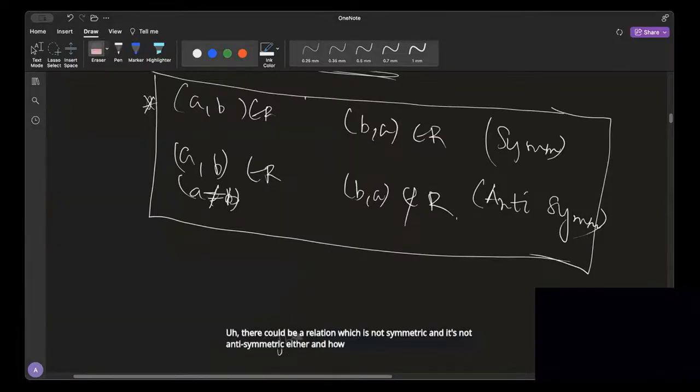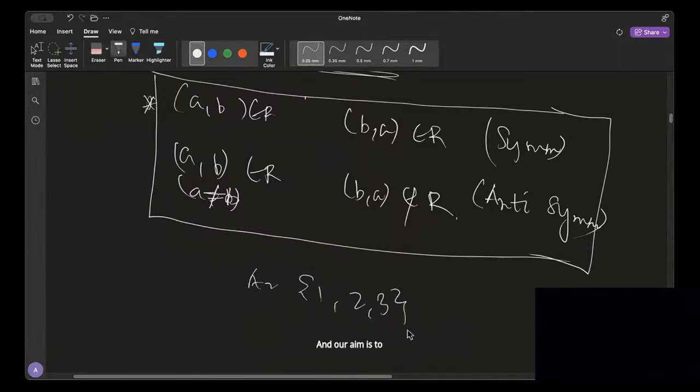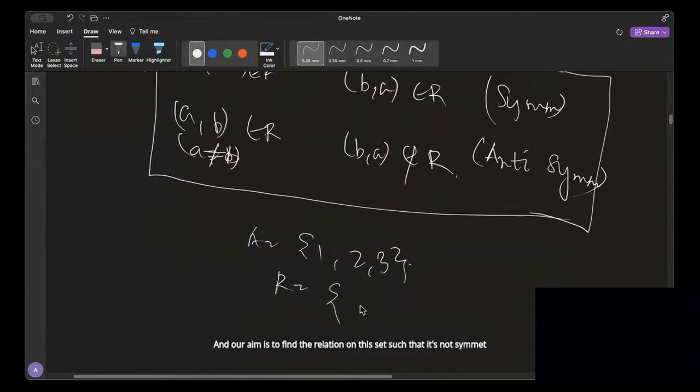How is that possible? Let's take a set A equals 1, 2, 3, and our aim is to find a relation on this set such that it's not symmetric and not anti-symmetric. Let's take 1, 2 and 1, 3 here. For this to be symmetric, I need the reverse of each pair, so I'll need 2, 1 here. Let's keep 2, 1, but I'm not keeping 3, 1.